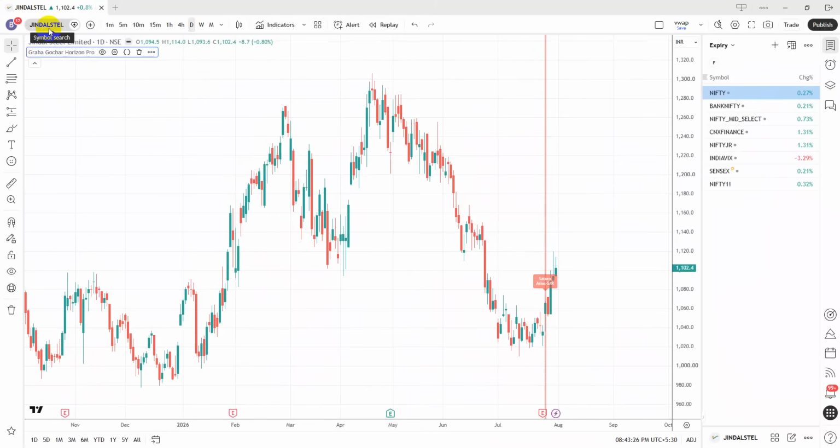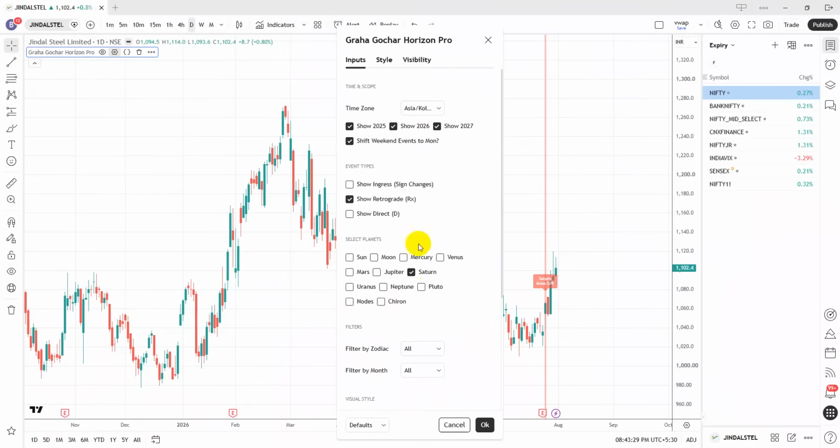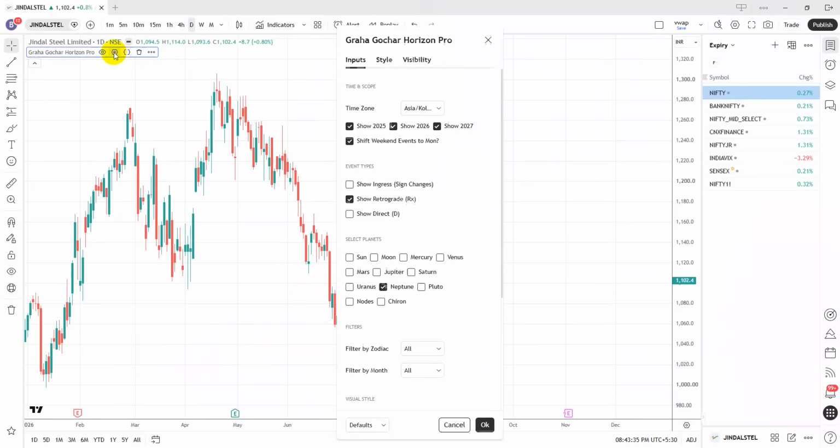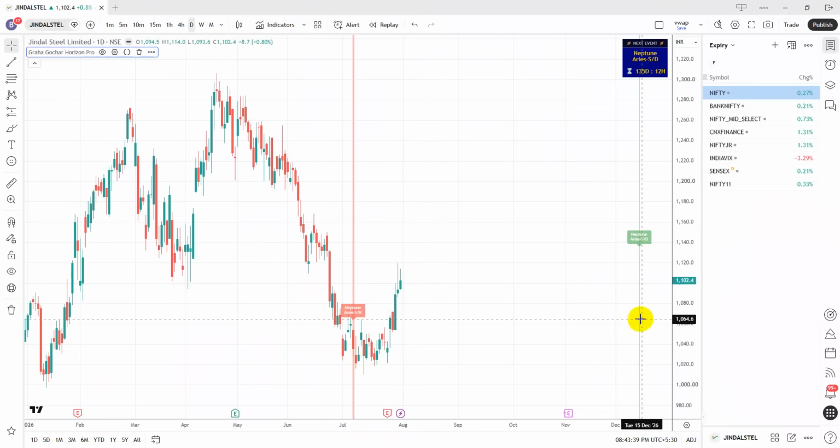And now, Neptune will also turn, sorry, Neptune will turn direct, not retrograde. I'll just select both direct and retrograde. This will happen on 14th of December. So this is also a very, very important day. Neptune turns here.